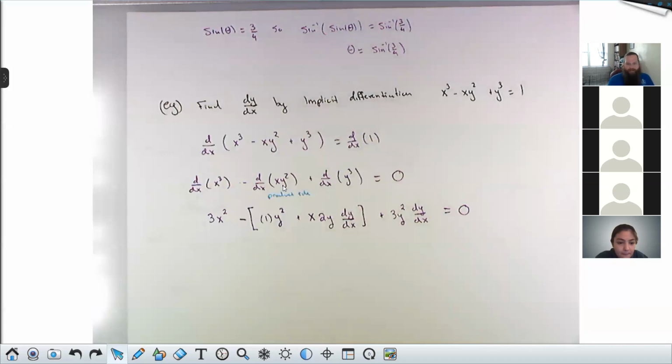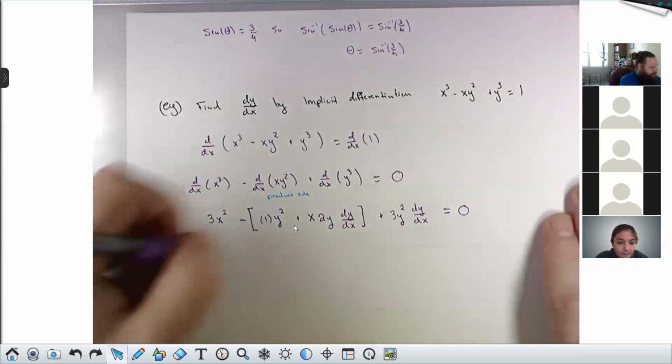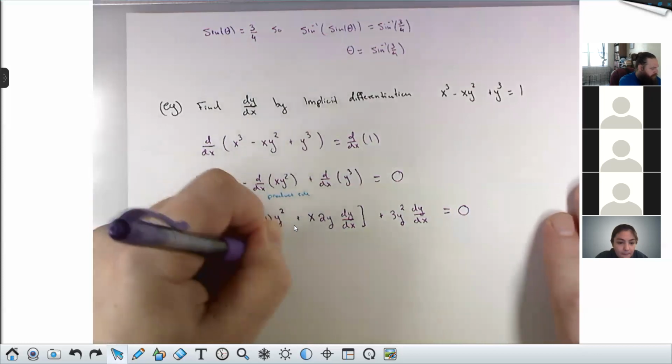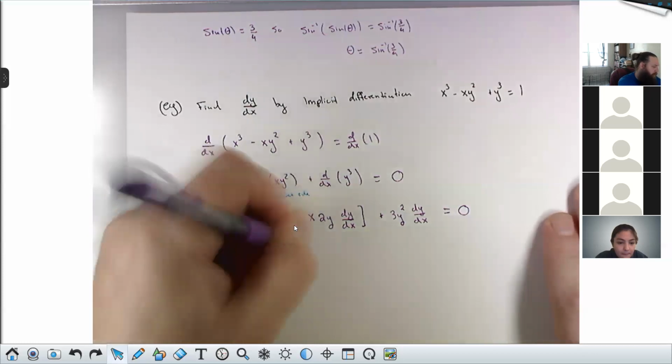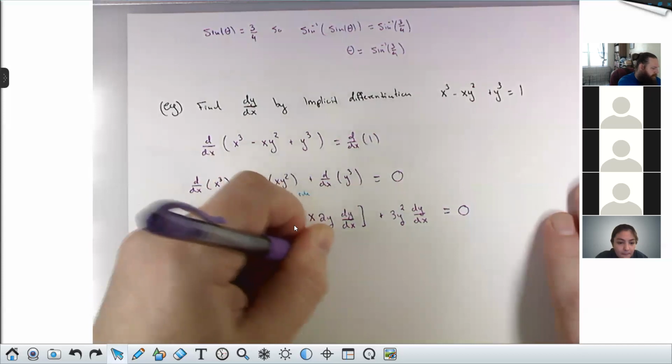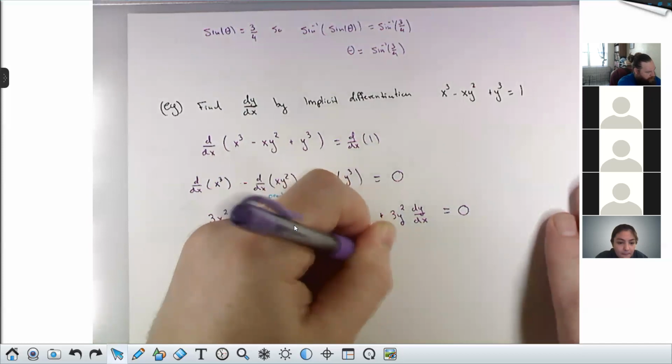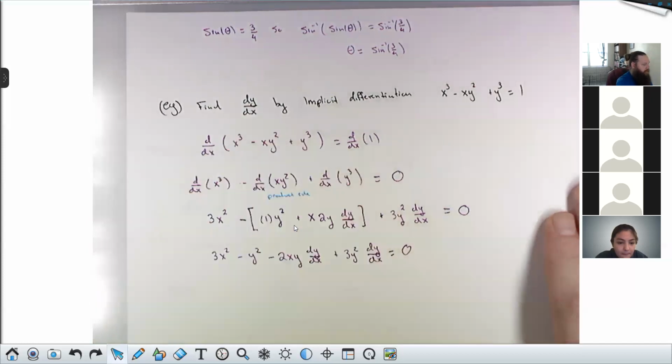All right. So we want dy dx. I've got this big, messy thing, but it's got some dy dx's in it. So let's try to solve this for dy dx. In service to that, I'm going to distribute this negative and clean some things up. We've got 3x squared minus y squared minus 2xy dy dx plus 3y squared dy dx equals 0.